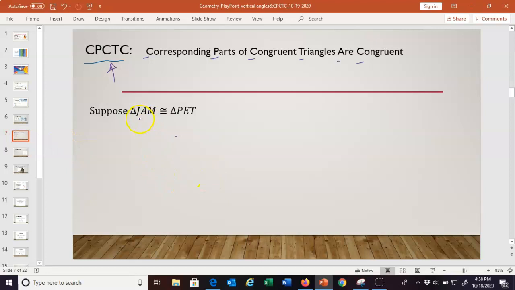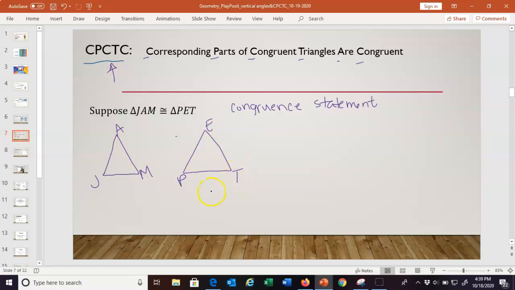So here they give us what's called a congruence statement. There's no picture, just a statement. Now we can definitely draw a picture. I don't really know what these triangles look like, so when I don't know, I tend to just draw regular old scalene triangles. We don't really know their side lengths. But I'm going to label this JAM and PET. You could really start anywhere with the labeling as long as you went in order as they appear.